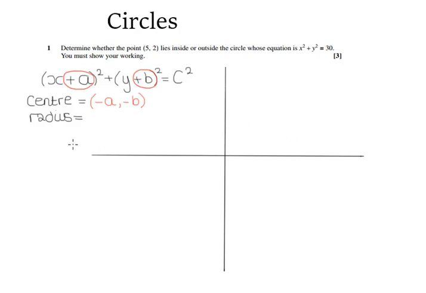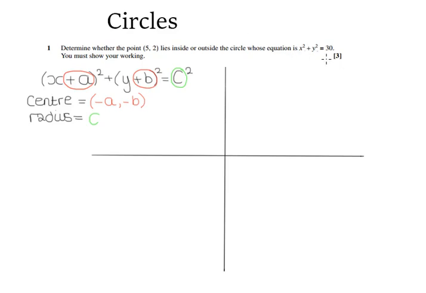Brilliant. So let's have a look at the radius now. So our radius is determined by this c part. So our radius is given as c. Just take a little note here if you haven't already, that we are given it's equal to c squared. So in order to find the c, you're going to have to square root whatever it's equal to. Brilliant. So how does this relate to our question?